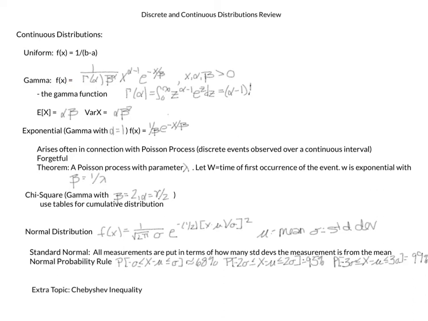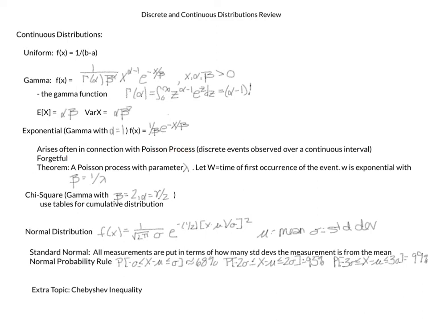From the gamma function, we have this formula for the expected value and var x, which applies both to exponential and chi-square because exponential and chi-square are, in fact, gamma functions. So the exponential is a gamma function with alpha equals 1, and here is the probability density. And exponentials often arise in connection with Poisson processes. That's the one that we had just done for discrete, where you're looking at an interval and counting the number of times an event occurs in that interval.